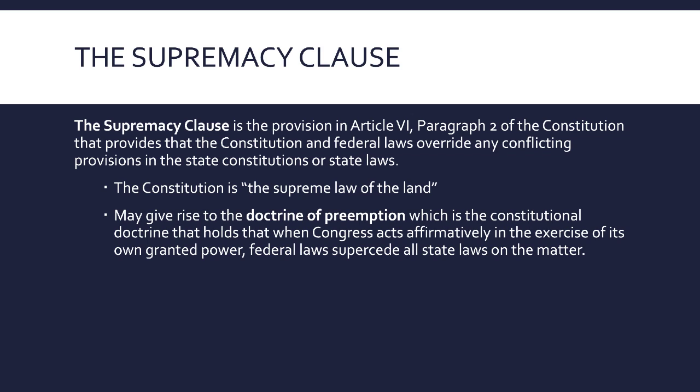Now, the Supremacy Clause. The Supremacy Clause is a provision of Article 6, Paragraph 2 of the Constitution that provides that the Constitution and federal laws override any conflicting provisions in the state constitutions or state laws. The Constitution is the supreme law of the land. This may give rise to the doctrine of preemption, which is the constitutional doctrine that holds that when Congress acts affirmatively in the exercise of its own granted power, federal laws supersede all state laws on the matter.